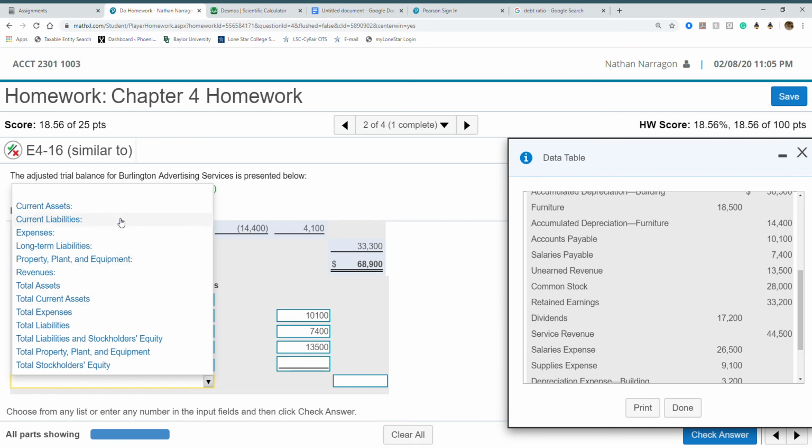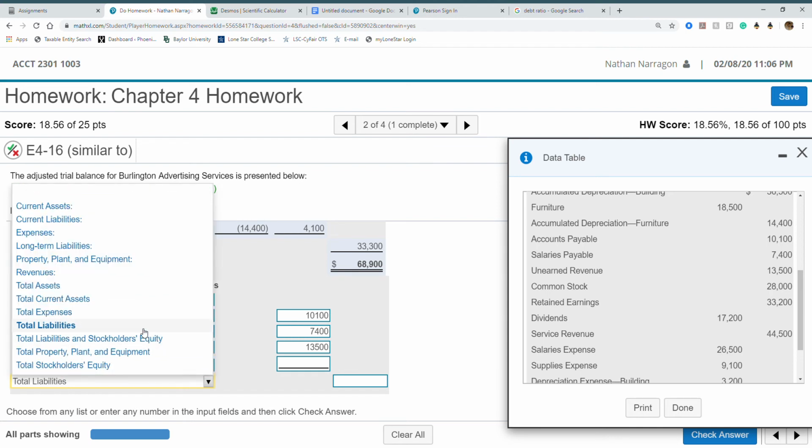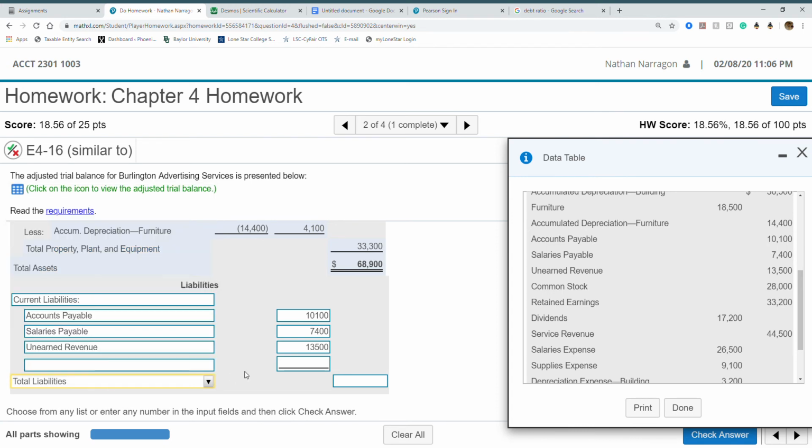Again, same thing like current assets. Current liabilities are liabilities that we expected to pay before the year end. Alright, so they're going to go with total liabilities because I don't see a total current liabilities. Nope. So we're going to go with total liabilities in this case because there's no long term. Usually if there's long term items, then we'll have total current.